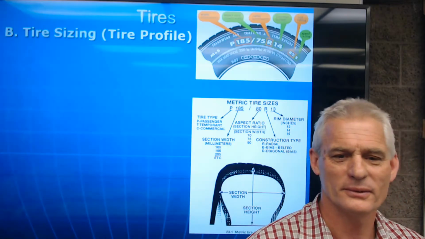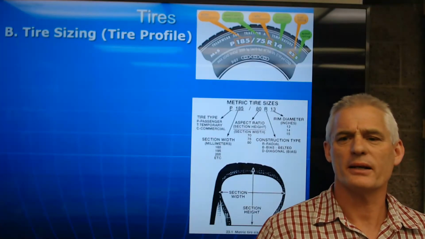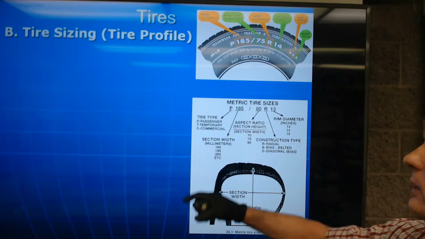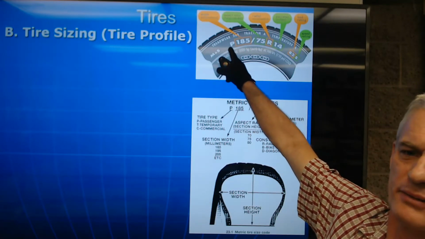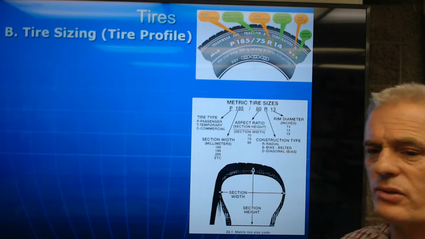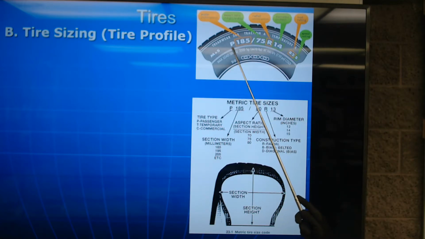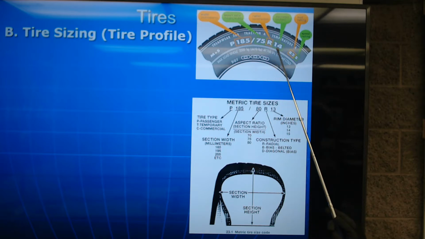So here we go. Tire sizing. How do we size tires? In this example, this tire has a P at the front here. So that's a passenger car tire. P there, that's the sectional width, the aspect ratio. It's a radial tire. It's a 14-inch rim. Passenger tire. Sectional width is 185 millimeters. 80 is our aspect ratio. R is radial, and 13 is rim diameter in inches.